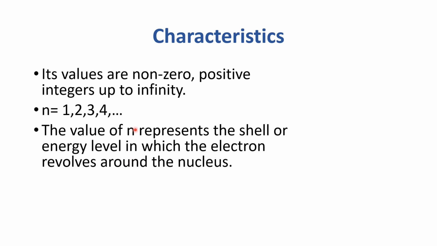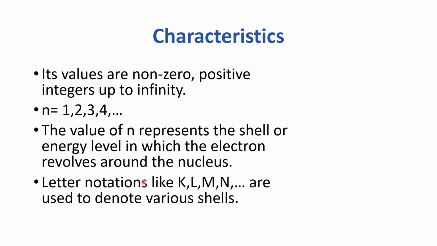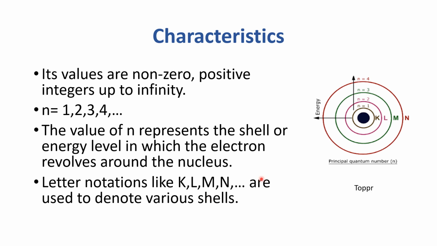The value of n represents the shell or energy level in which the electron revolves around the nucleus. Later, notations like K, L, M, N are used to denote various shells. Here you can see these are the orbits or shells which we denote by the principal quantum number: 1, 2, 3, 4. It will not start from 0; the first shell, then the second. And we denote them by letter notations. First shell is K, second is L, third is M, and fourth is N.